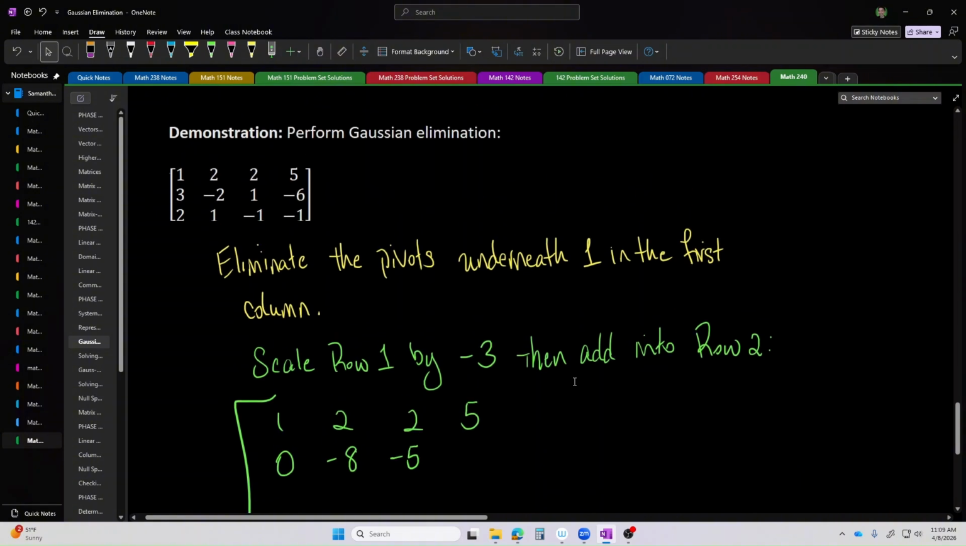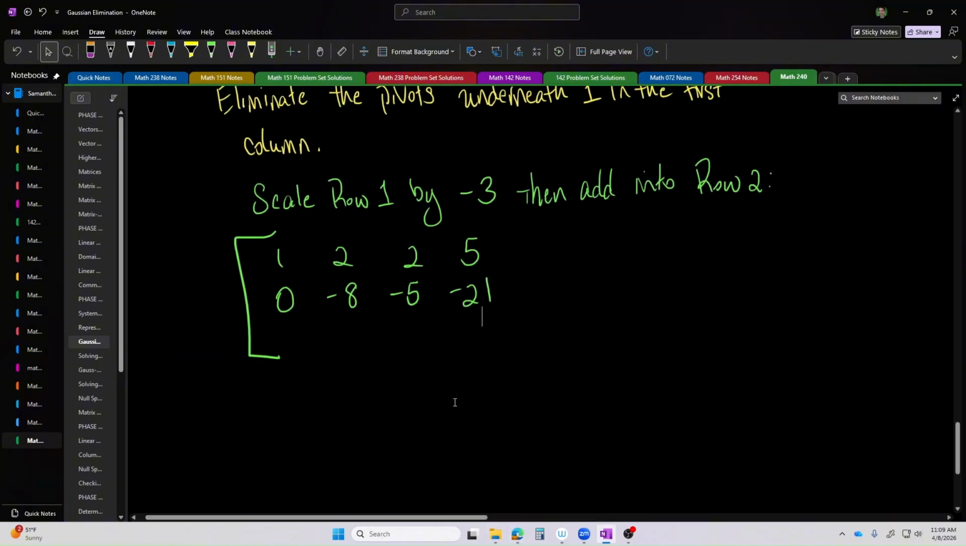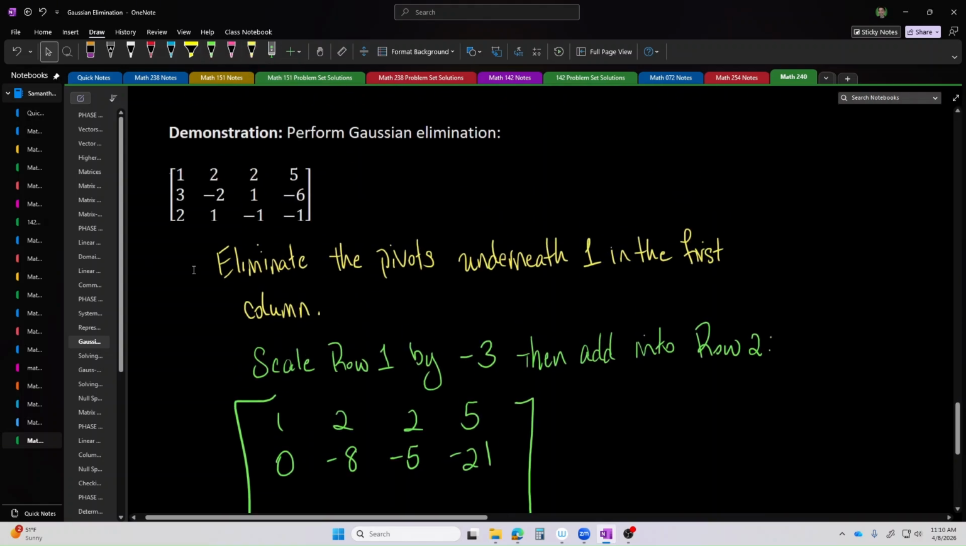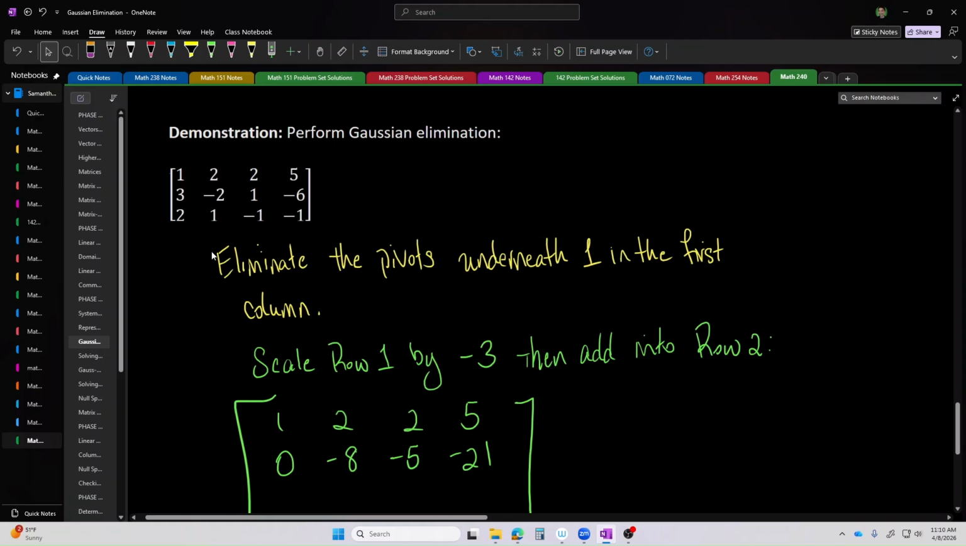Finally, for the last entry, if I take the entry number 5 at the end of row 1, and multiply 5 by minus 3, that gives me a negative 15 in that position. Negative 15 combined with minus 6 gives me a total of negative 21 in that position. So here I've scaled row 1 by minus 3 and added it into row number 2. Let's do the same thing for the third row to eliminate the pivot in this position in the third row.